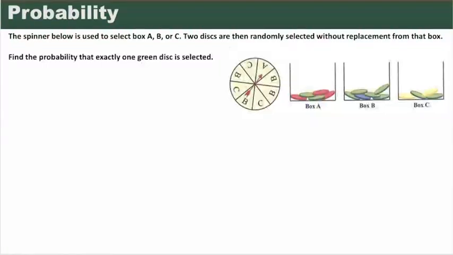Here it says the spinner below is used to select box A, B, or C. Two discs are then randomly selected without replacement from that box. Find the probability that exactly one green disc is selected.